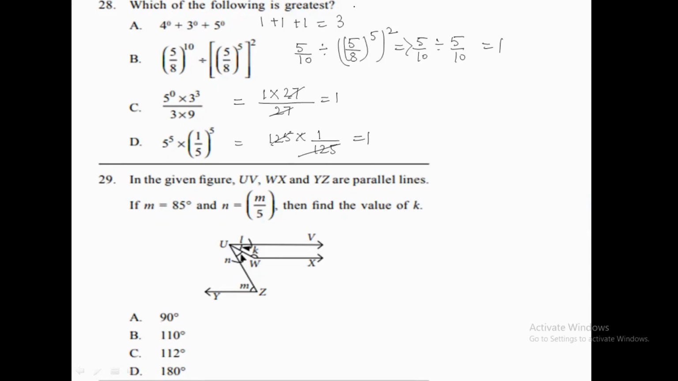Okay, so option A has a value of 3. That's why option A is the greatest one. Now let's move to question number 29.